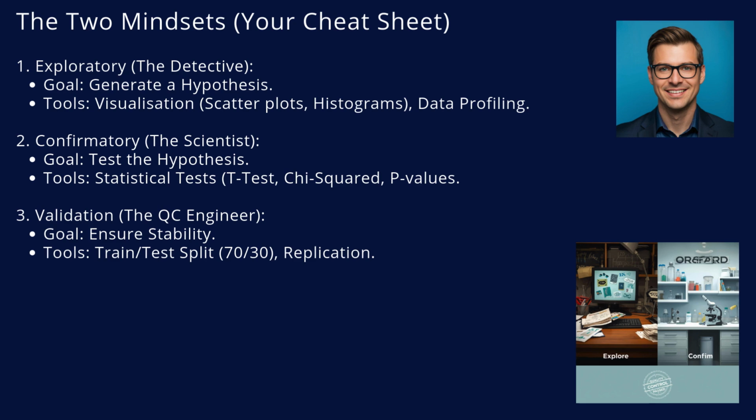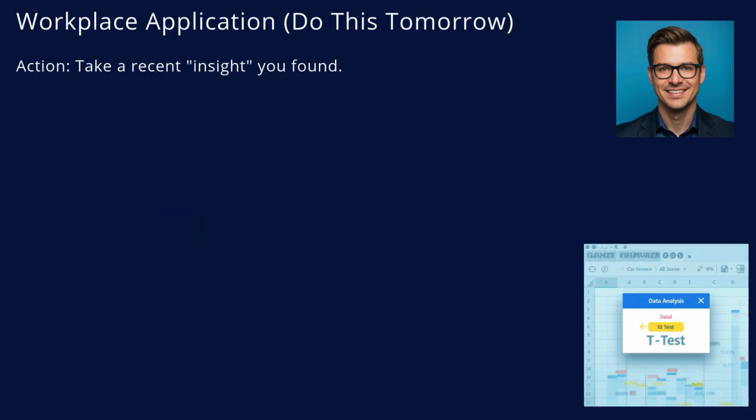Finally, you need validation. This is quality control. Your goal is to ensure stability. The best tool here is the train test split, checking if your result holds true on data you haven't seen before. Here is how to apply this tomorrow.